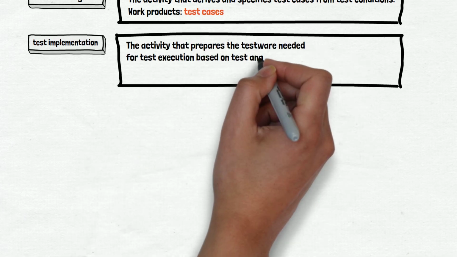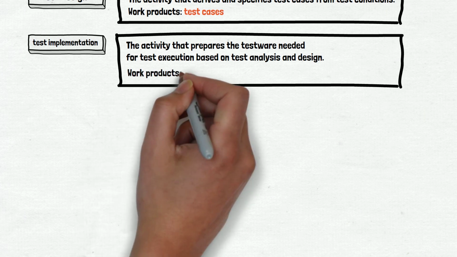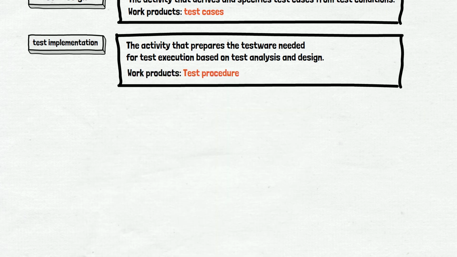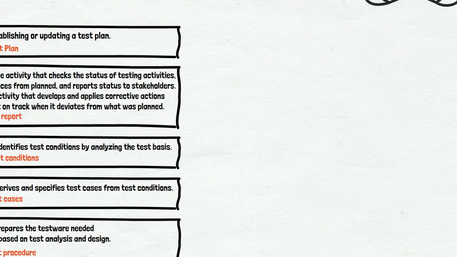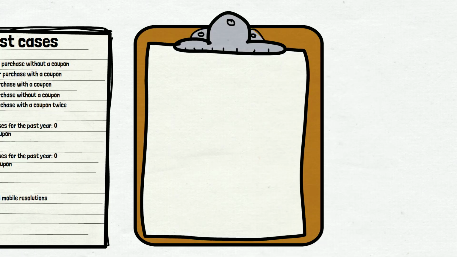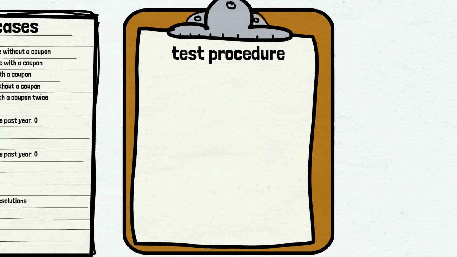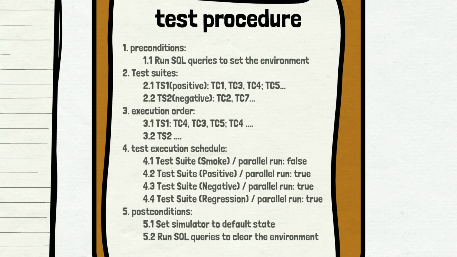The definition sounds like this: the activity that prepares the testware needed for test execution based on test analysis and design. And the main test product of the test implementation is the test procedure. Let's check what it is. The test procedure is another document, and it's extremely important in automation testing. You need to select the order of test cases: can you run those in parallel, or do you need to run them one by one.